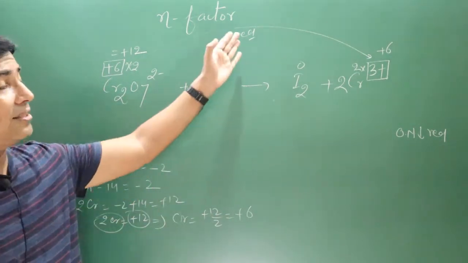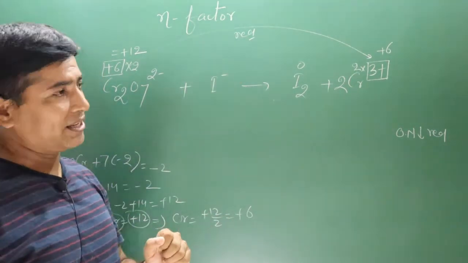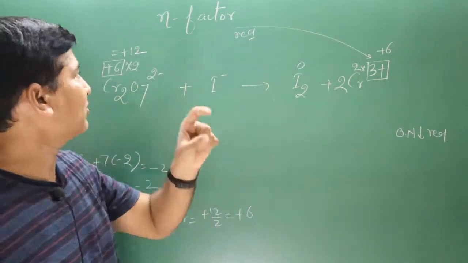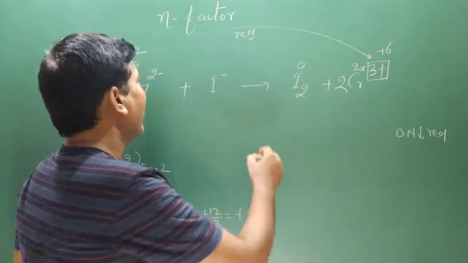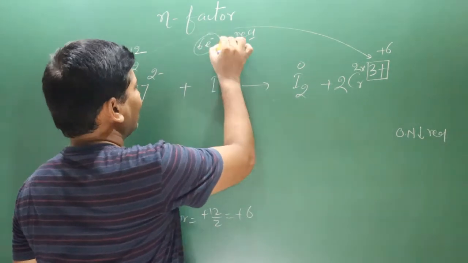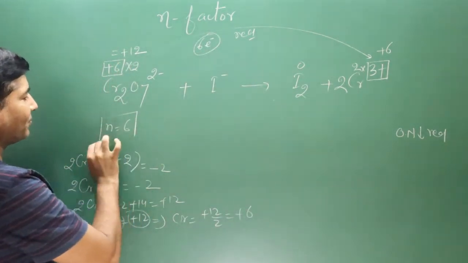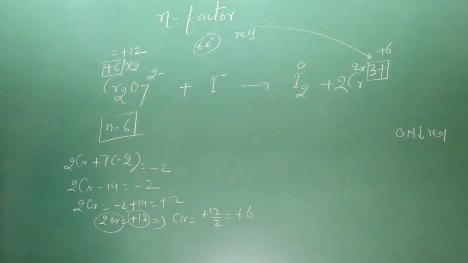Now you can see reduction reaction means what is happening? Gain of electrons is taking place. How many electrons are gained? 12 minus 6, find the difference. 12 minus 6 is equal to 6 electrons. We have 6 electrons gained. Then the N factor value for this species is 6. Simple concept.